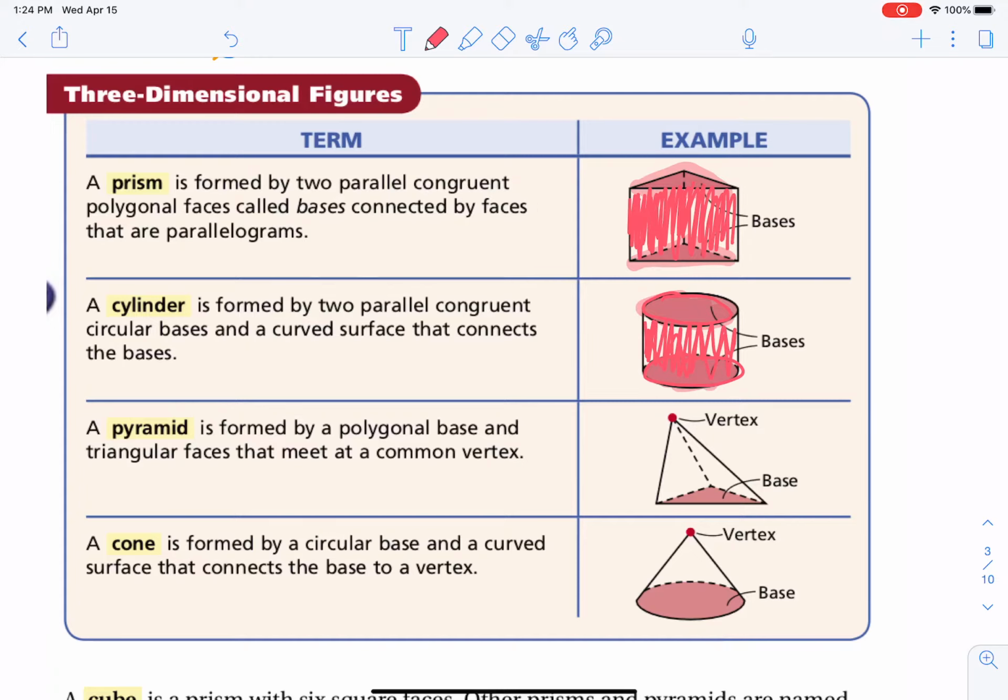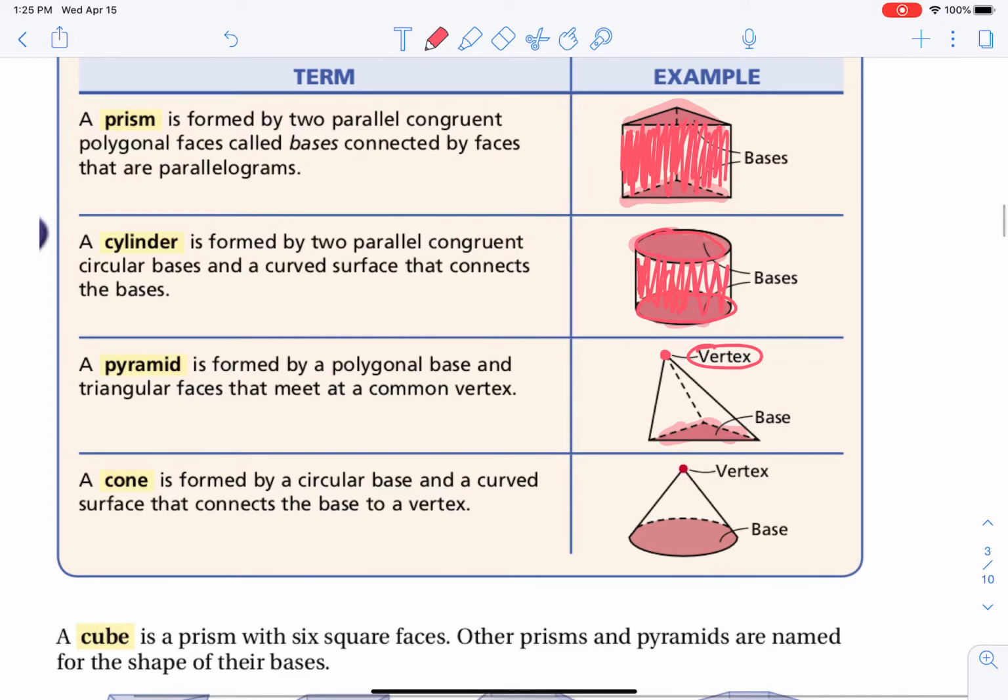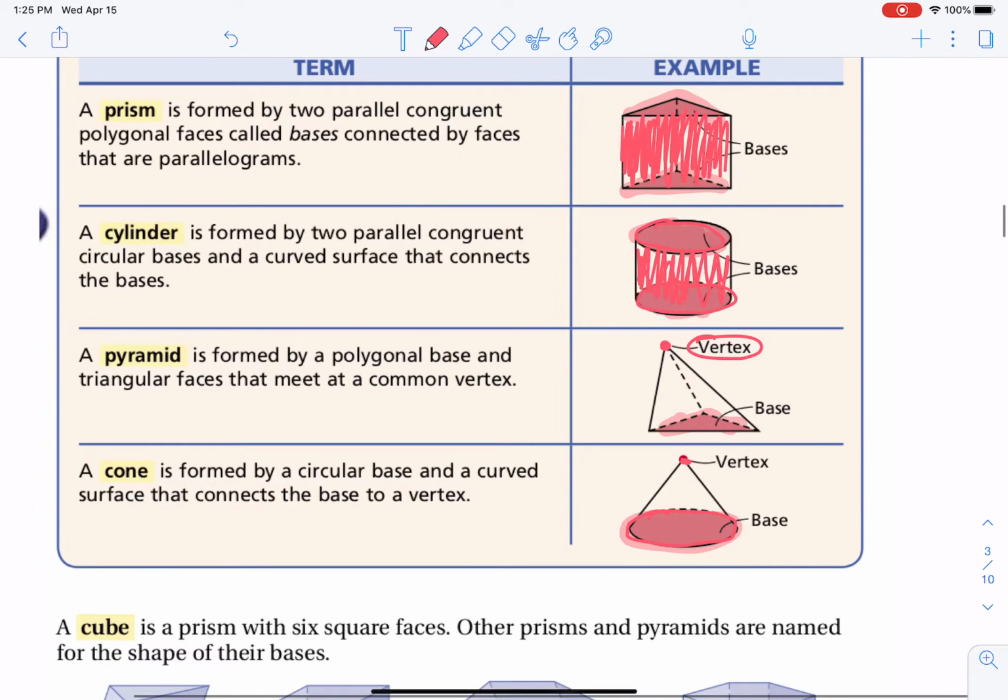And then a pyramid, just like you think of an Egyptian pyramid, it has a base. So here's the base. Sometimes it's a triangle base, sometimes it's a square base, rectangular. Really, the base could be anything. They just go up to a point. That point is called the vertex. And then a cone has a base that's circular, and it goes as well to a vertex. And then a cube is just a type of prism, basically all 6 square faces. So the top and the bottom are square, and then all 4 sides.